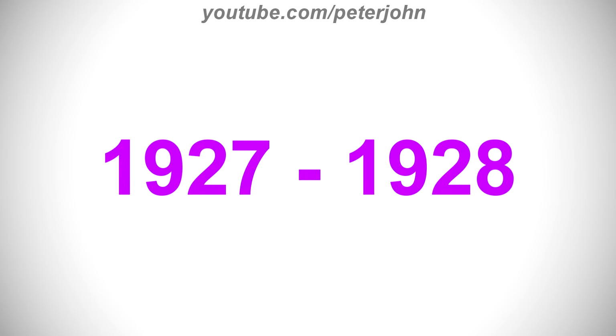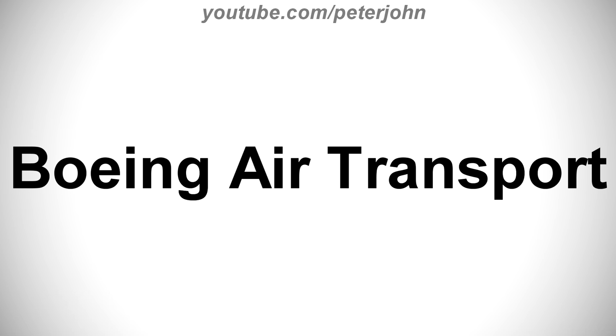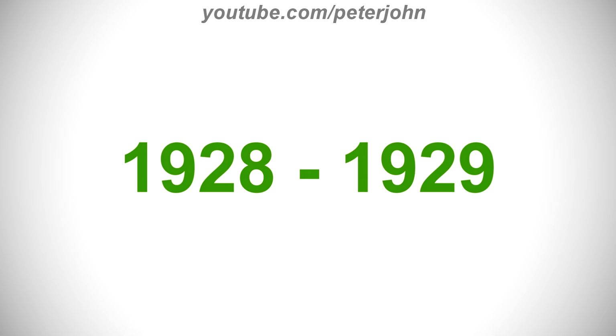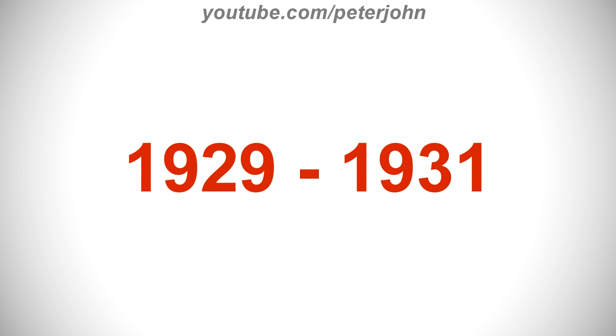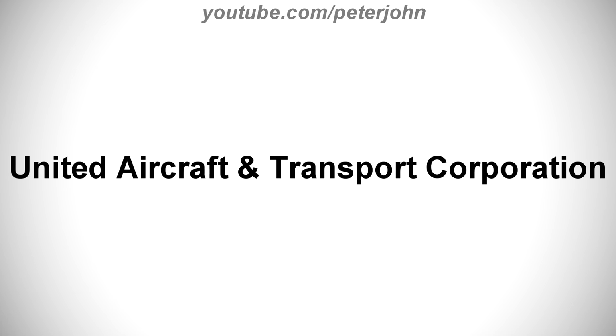1927 to 1928, here we have the logo of the first United Airlines name, Boeing Air Transport. Unfortunately, I wasn't able to find this logo. 1928 to 1929, here we have the logo of the second United Airlines name, Boeing Airplane and Transport Corporation. Unfortunately, I wasn't able to find this logo. 1929 to 1931, here we have the logo of the third United Airlines name, United Aircraft and Transport Corporation. Unfortunately, I wasn't able to find this logo.